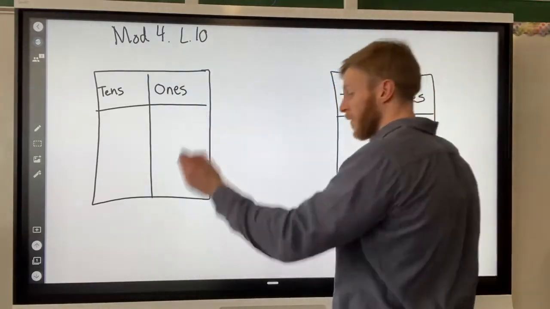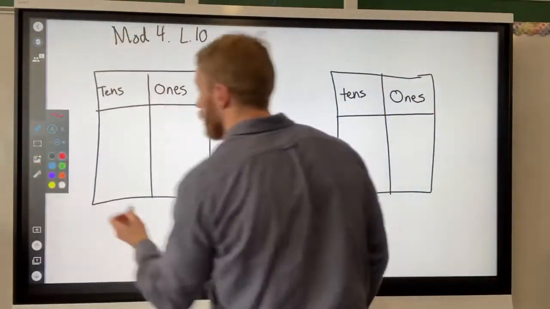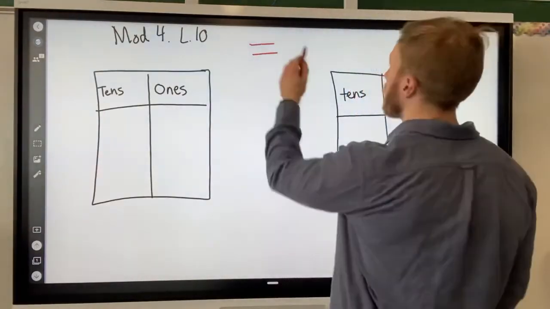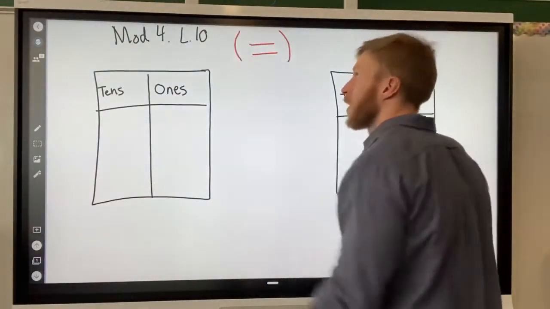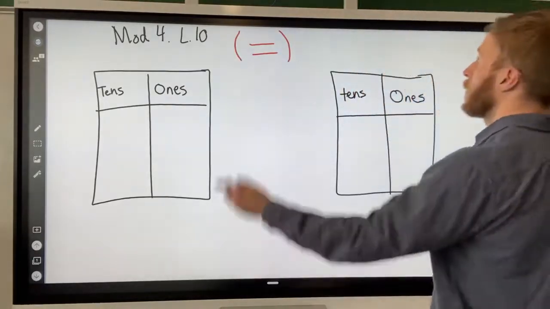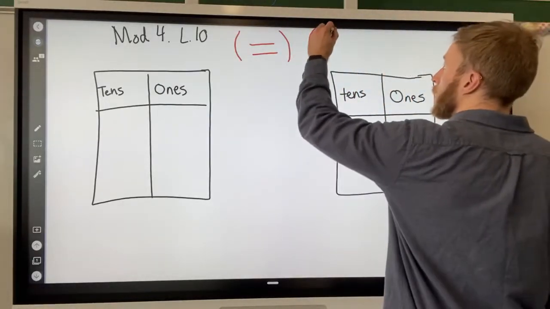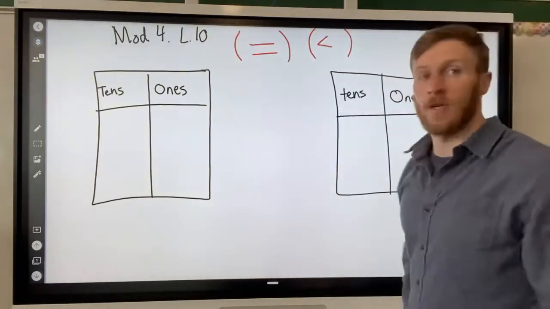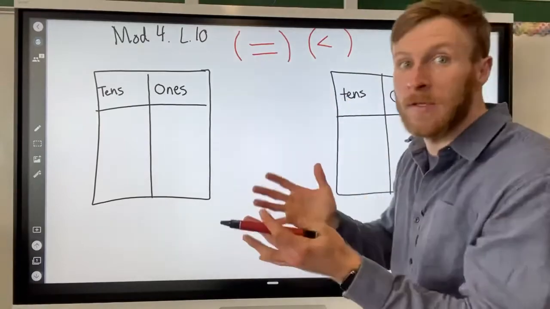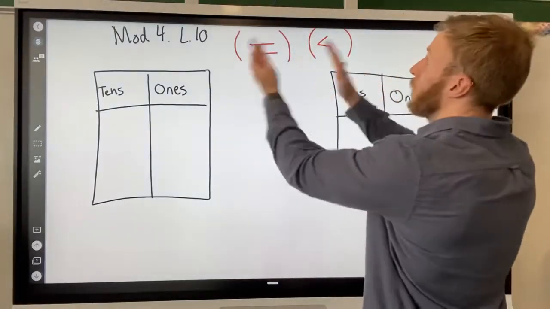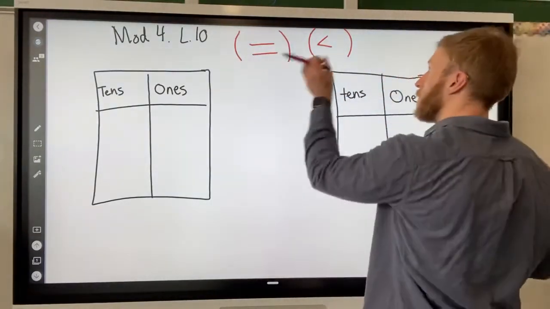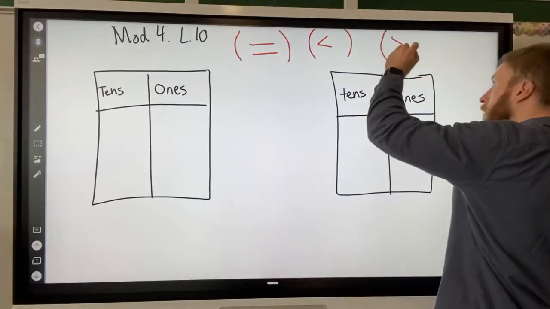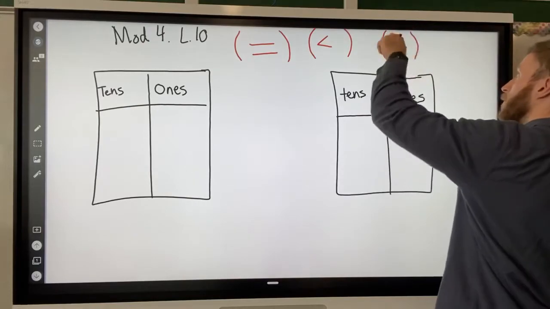We have the one we've been using all year, which is our equal sign. We all know what that means. So we have our equal sign right here. Then we have our less than sign, okay? Now the sign is just the thing in the middle. I want you guys to know that. I'm just putting them in parentheses so we can see the space in between them. So this is the equal sign. This is the greater than or less than sign. And then over here we have the greater than sign, okay?